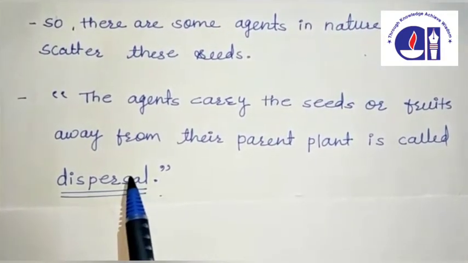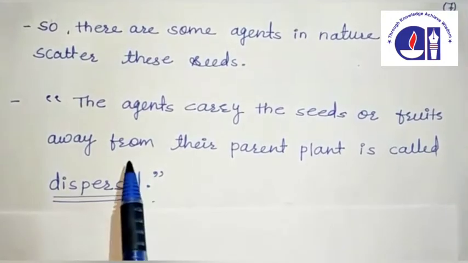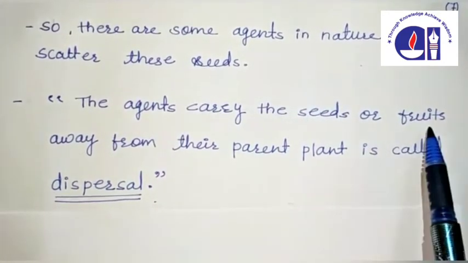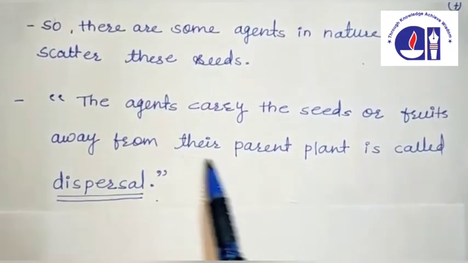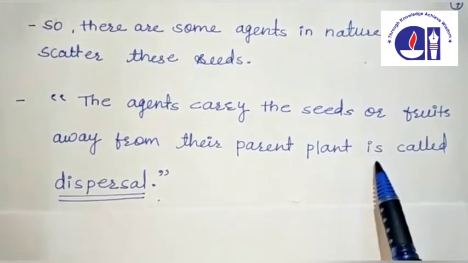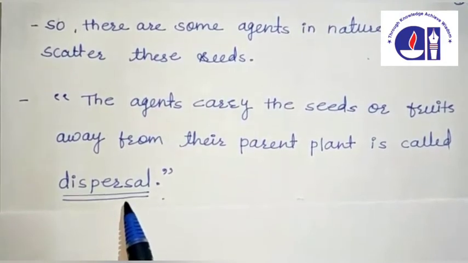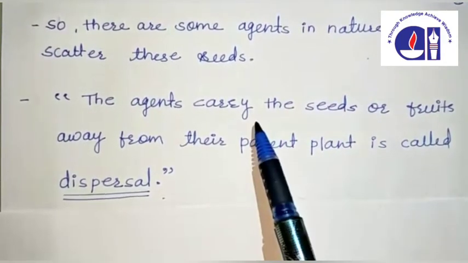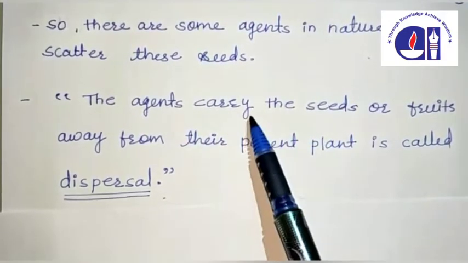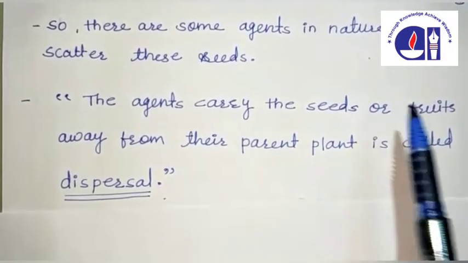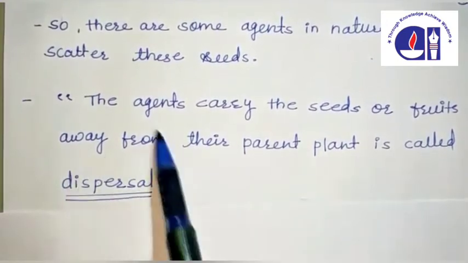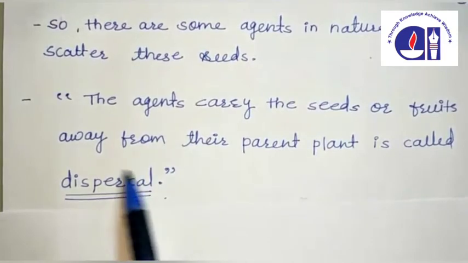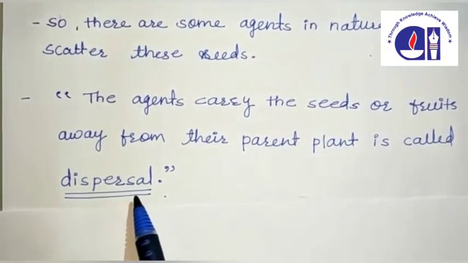So, students, what do you mean by dispersal? The agents that carry the seed or fruits away from their parent plant is called dispersal. It means the seeds or the fruits of a plant are carried away, or spread, or go away from their parent plant. This is known as dispersal.